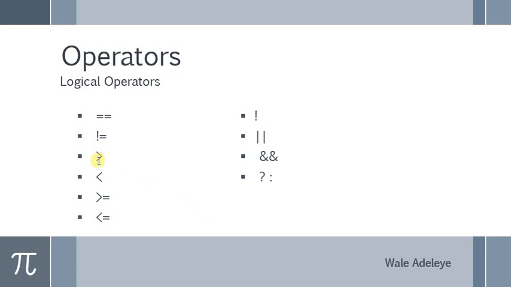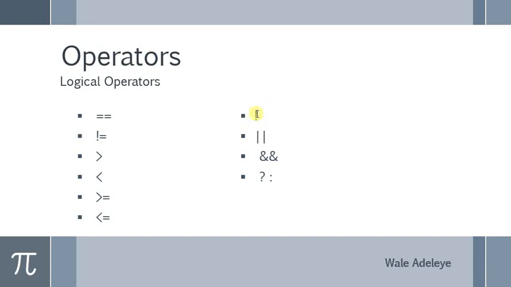And the greater than sign tells you if what you have on the left is greater than what you have on the right, then it's true. And the less than sign, if what is on the left is less than what is on the right, it gives you true. And the same thing for greater than or equal to. This works if what you have on the left is greater than or equal to what you have on the right. And less than or equal to works if what you have on the left is equal to or less than what you have on the right.